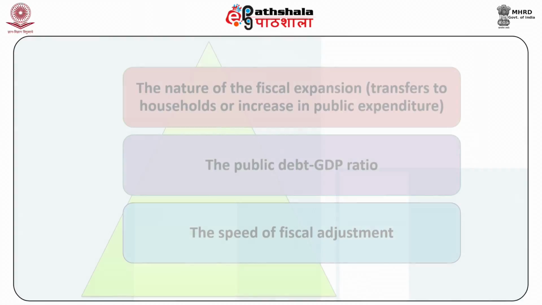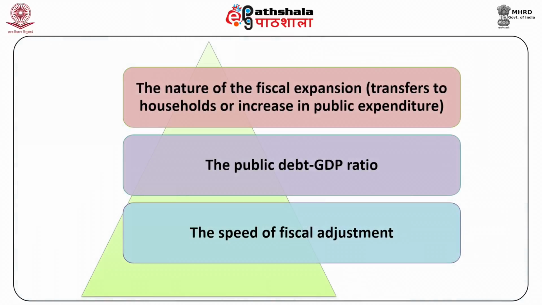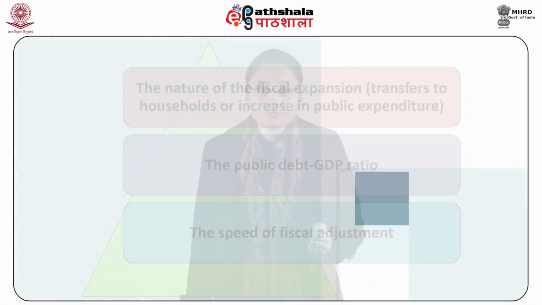The effectiveness of this mechanism depends on the nature of the fiscal expansion, transfers to households or increase in public expenditure, the public debt GDP ratio, and on the speed of the fiscal adjustment. In addition, economies with high public debt GDP ratios and slow fiscal adjustment experience larger price fluctuations. Evidence from emerging markets with high public debt levels points out that median inflation more than doubles as debt rises from the low range of 0 to 30% to above 90%.